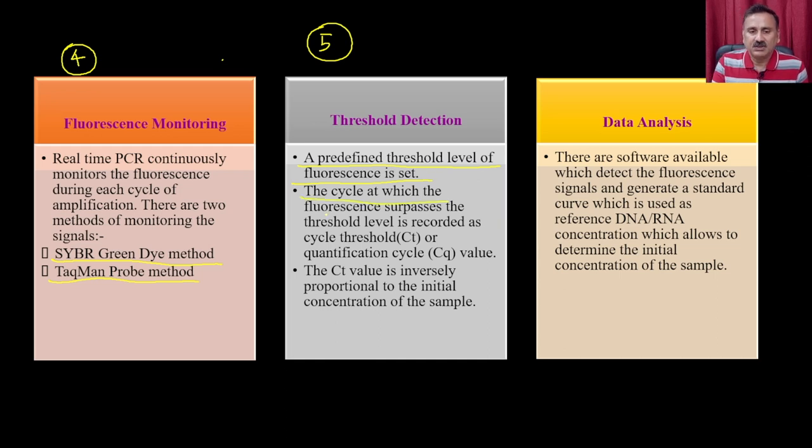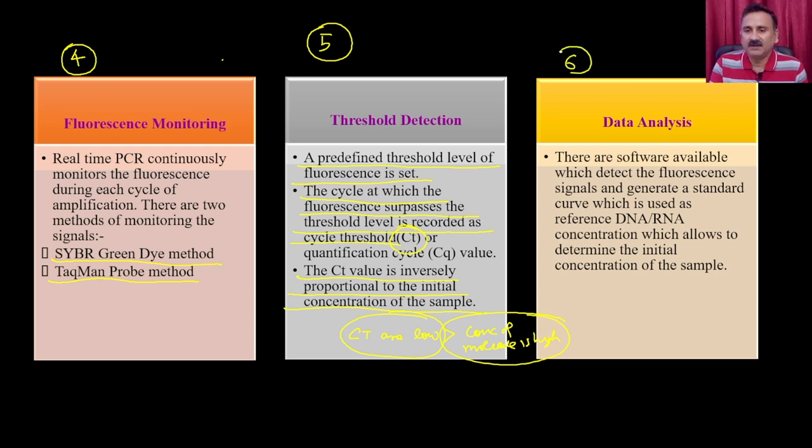The cycle at which the fluorescence surpasses the threshold level is recorded as the cycle threshold or the CT value, and the CT value is inversely proportional to the initial concentration of the sample, which means if the CT value is low, then your concentration of molecule is very high, because that is how you are reaching the CT value at a very, very low cycle number.